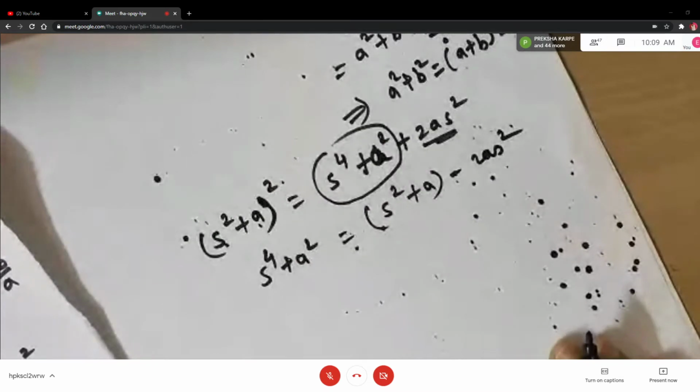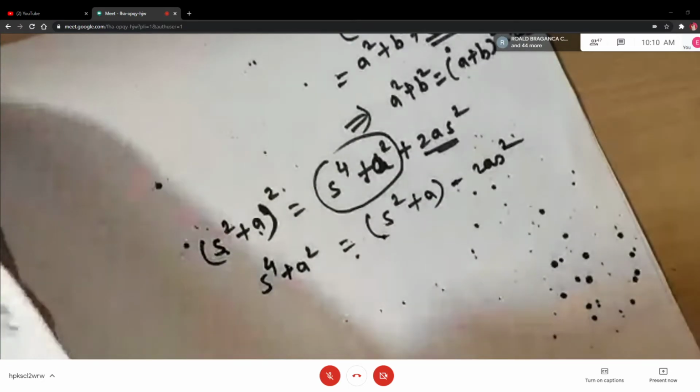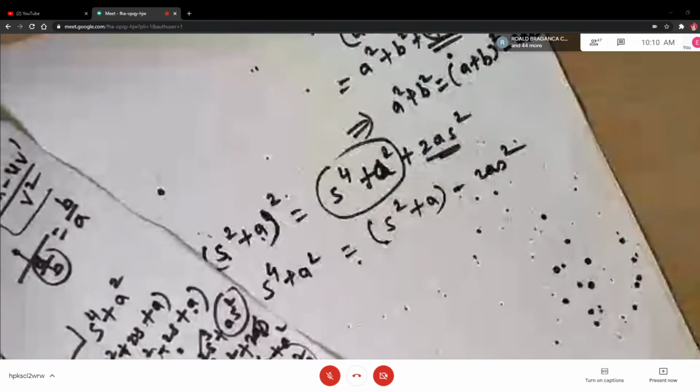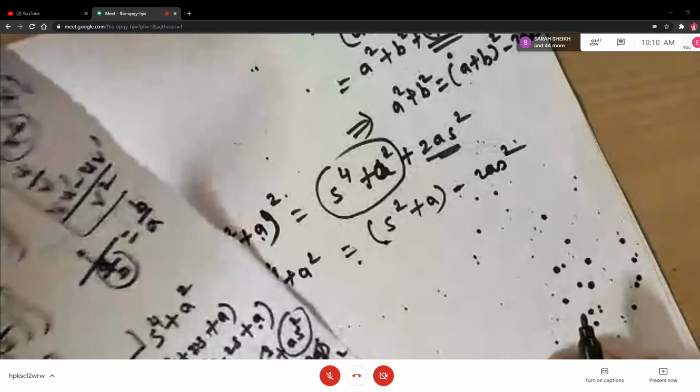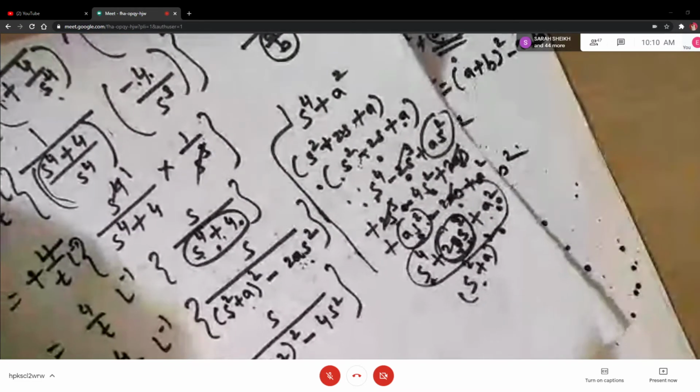Ma'am, without expanding s raised to 4 plus 4, we can directly solve the equation as s raised to 4 and add and subtract 4 s square. Yeah, that's it. Without expanding also you can do it. Then when we simplify it, we get s square plus 2 the whole square minus 2s the whole square. Yes, correct. The same thing you are getting here.